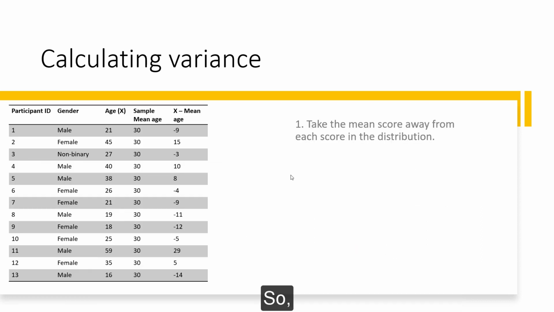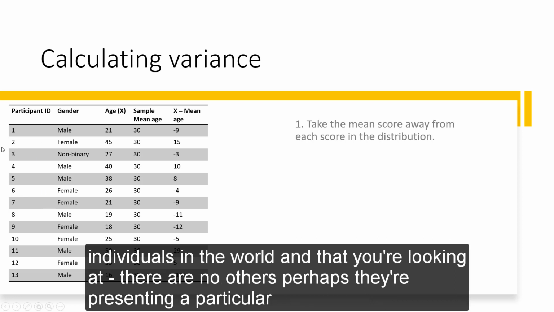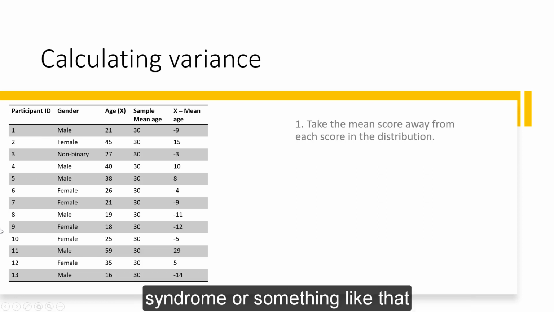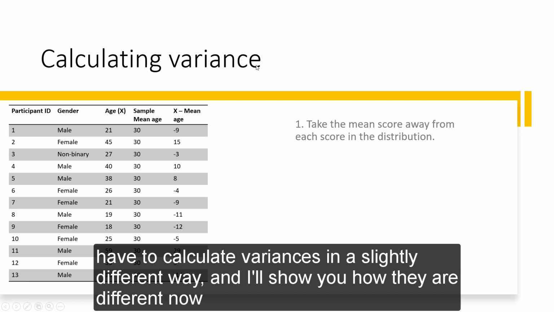So, how you calculate variance will depend on what you're looking at. If you're looking at a population, so it's only these 13 individuals in the world that you're looking at, there are no others, perhaps they're all presenting a particular syndrome or something like that, then that's one thing. If this is a sample of 13 individuals from a larger data set, then you have to calculate variance in slightly different ways. But I'll show you how they're different now.